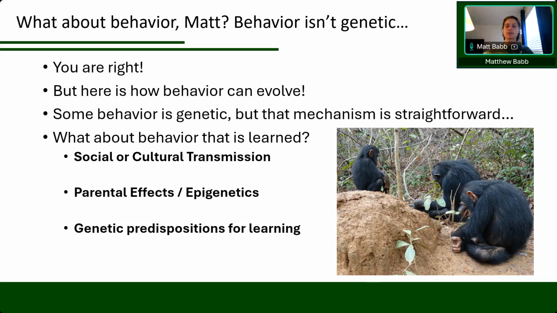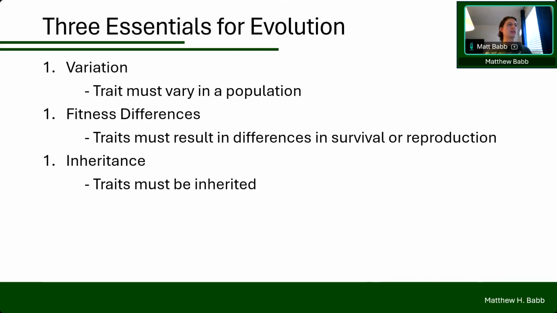And so the inheritance doesn't always have to be DNA. What matters is that successful behaviors are reliably passed on, whether that's via teaching, imitation, or maybe a genetic predisposition for learning. This allows natural selection to then shape behavior over generations. And so just to revisit, these are the 3 essentials for evolution. There needs to be variation, which means a trait must vary within a population. There need to be fitness differences. Traits must result in differences in survival or reproduction. And there must be some level of inheritance. Traits need to be passed on in order for evolution and natural selection to act upon them. And so that is the end of this lesson.